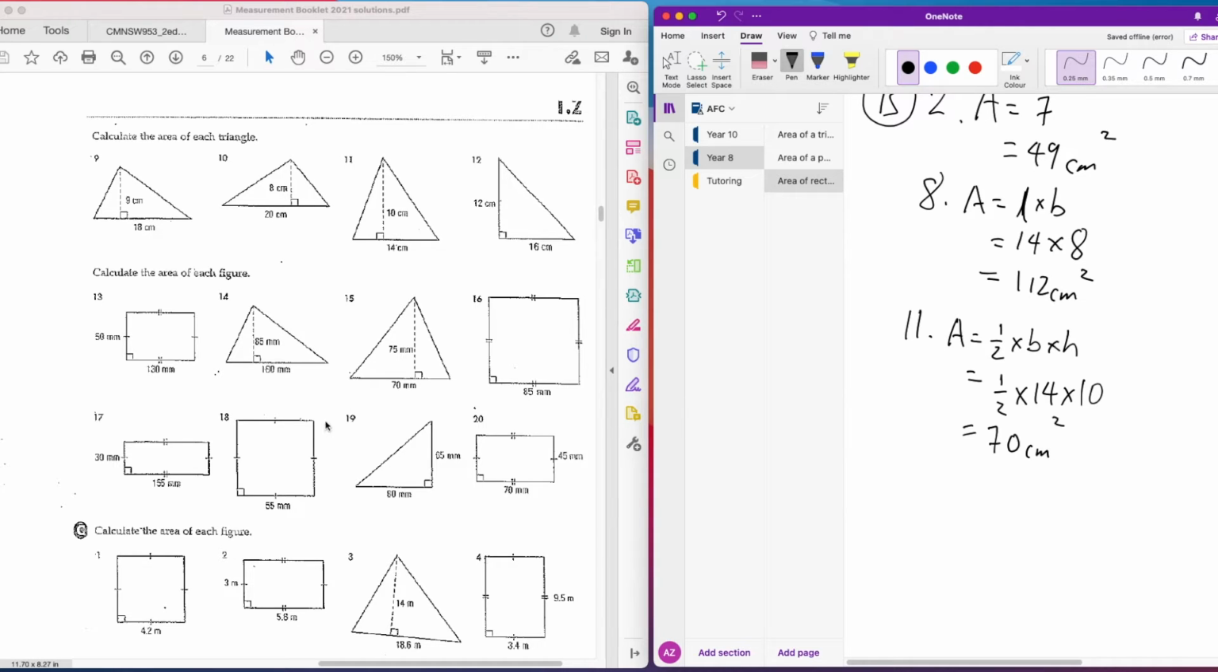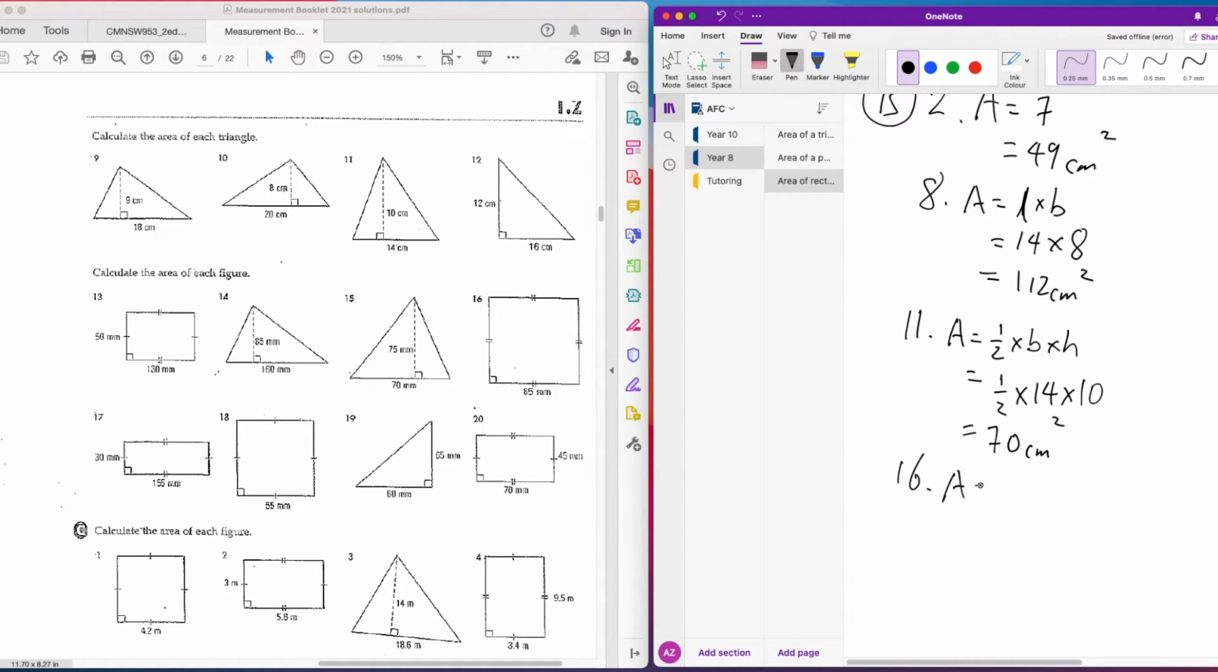I'm just going to go through some more questions just so that you get a better understanding. So let's take a look at question 16. As you can see, this is going to be a square because each side that has the 2 lines on it, the 2 lines just means that each side with the 2 lines are going to be equal. So this shape has 4 sides being equal and it has a right angle. So this is a square.